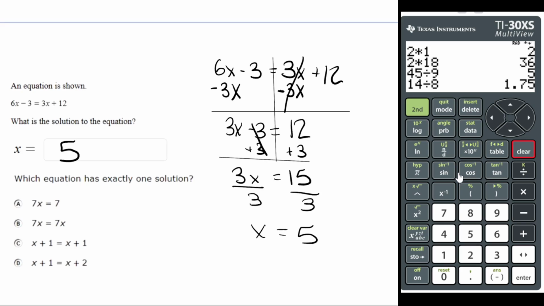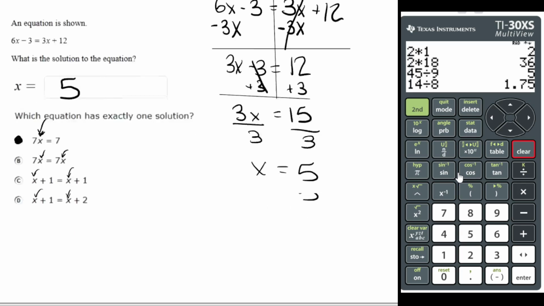Which equation has exactly one solution? Okay, so we're going to use that same logic that we used in previous questions. Remember that I said that if you get to a point where you only have variables on one side of the equation instead of on both sides, then it will always just be one solution. So knowing that logic, it's immediately A. And that's it.